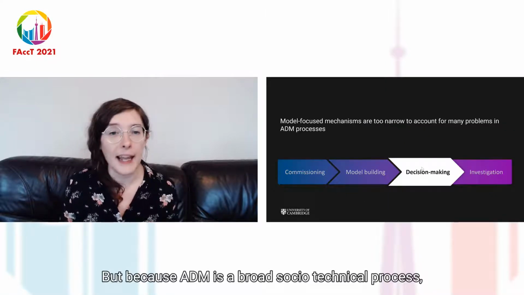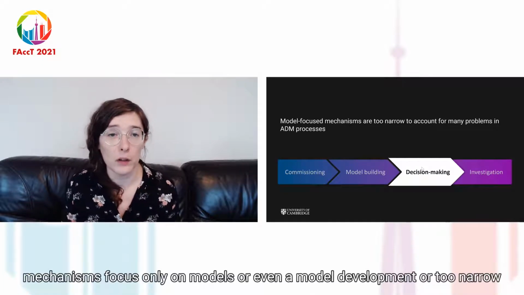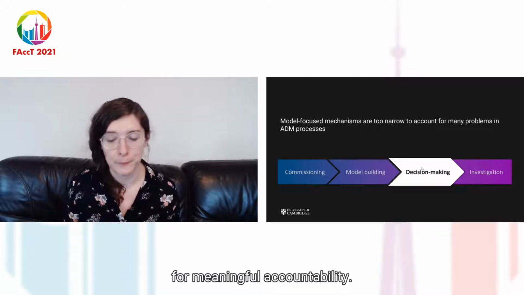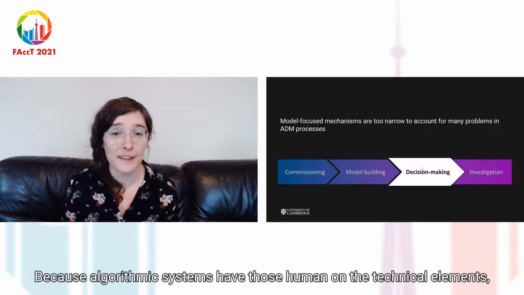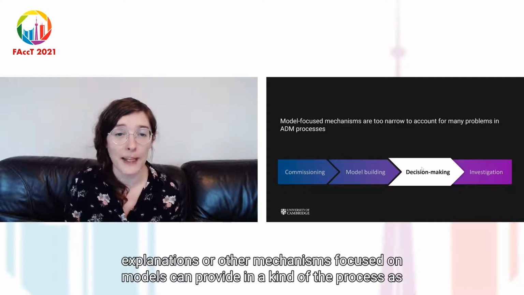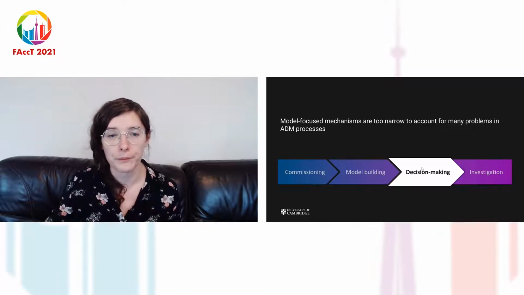But because ADM is a broad socio-technical process, mechanisms focused only on models, or even on model development, are too narrow for meaningful accountability. Because algorithmic systems have both human and technical elements, explanations or other mechanisms focused on models cannot provide an account of the process as a whole.